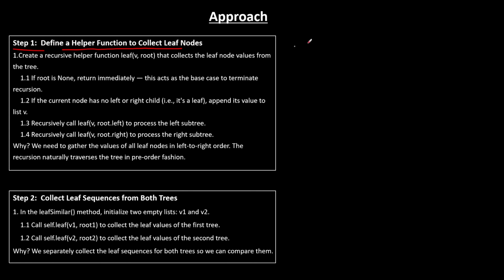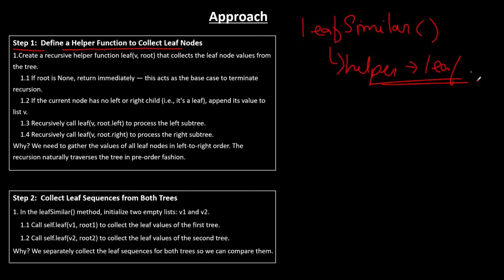For example, let me make it clear here. leafSimilar is a function given by Leetcode. Within this function, I have called a helper function, which is named leaf. Fine. That's the thing. Okay. Now let's come back here.